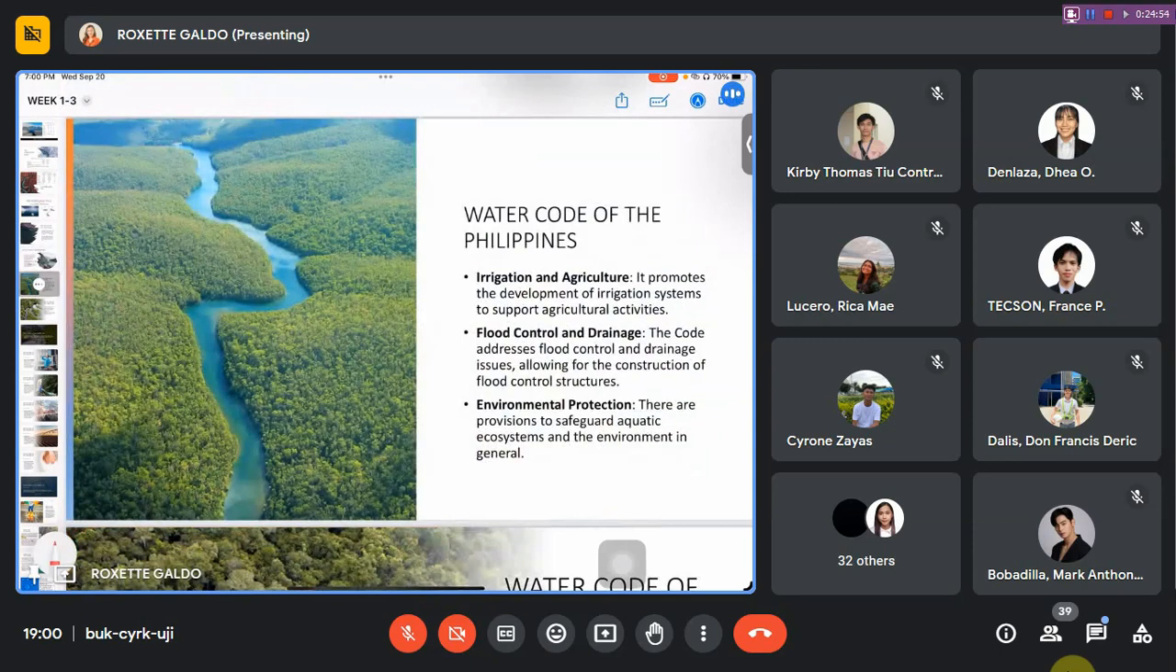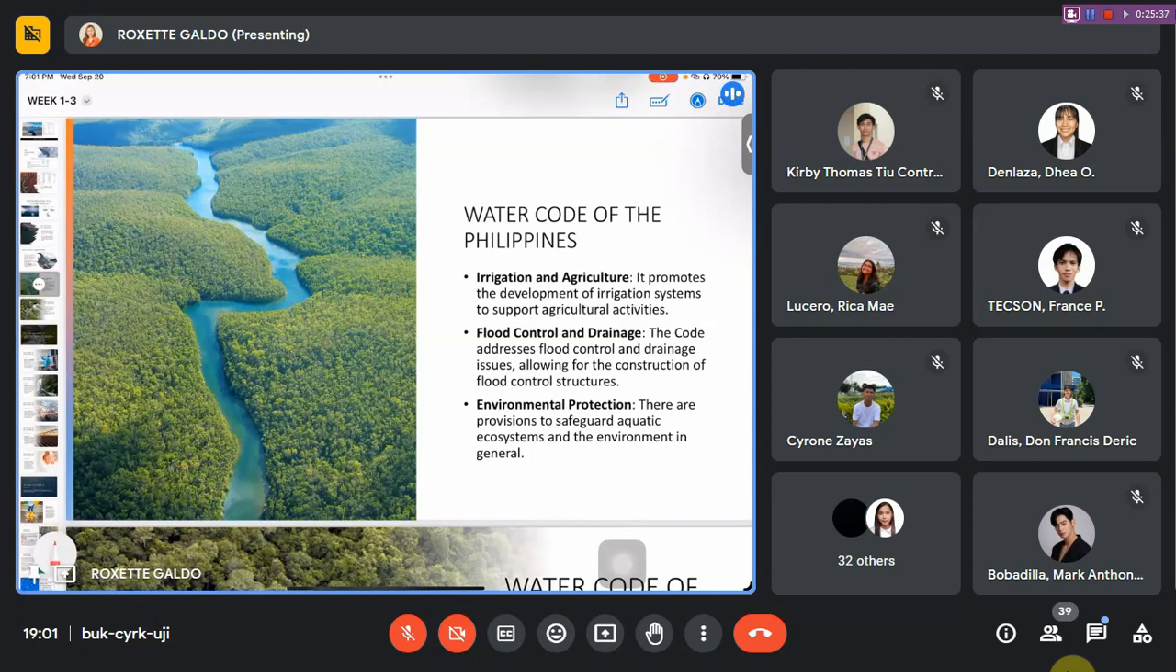So, Water Code of the Philippines is also for the irrigation and agriculture of the country. So, it promotes the development of irrigation systems to support agricultural activities. So, we know irrigation is for the benefit of our farmers and other agricultural products. Okay. Water Code of the Philippines also is for the flood control and drainage. So the code addresses flood control and drainage issues, allowing for the construction of flood control structures, such as dikes and bridges, no? They are covered by the Water Code of the Philippines.